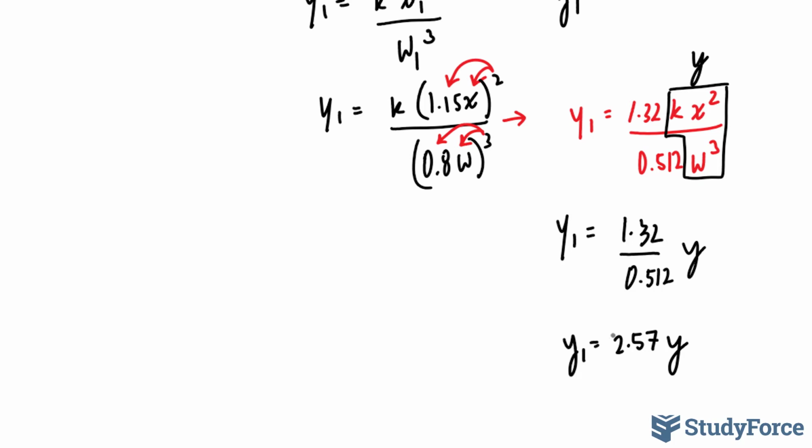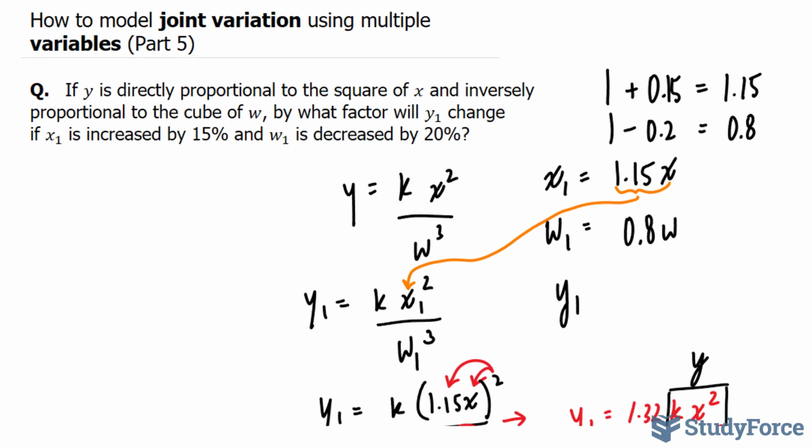And so there you have it. That is how to model joint variation using multiple variables.